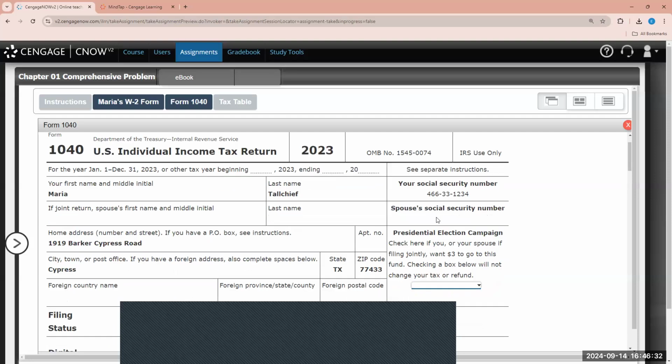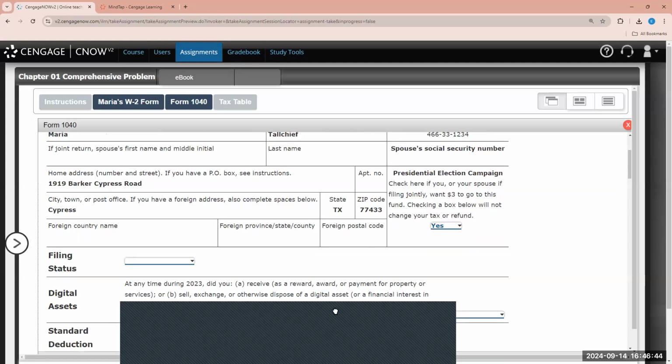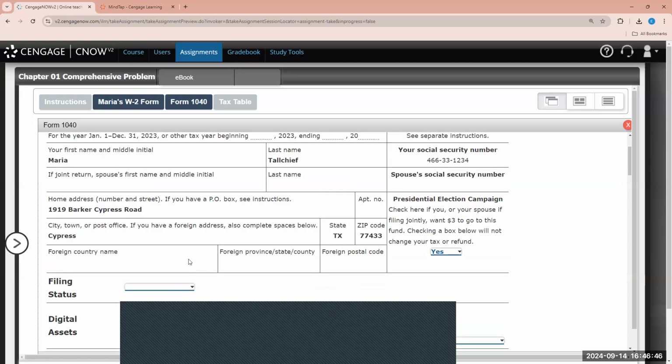She's not married, so that information is left blank. Here, the presidential election campaign says check here if you or your spouse, if filing jointly, want $3 to go to this fund. In this case, Maria does want to make a donation. All right, so next we move on to the filing status.